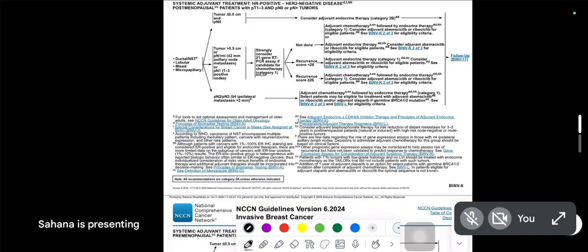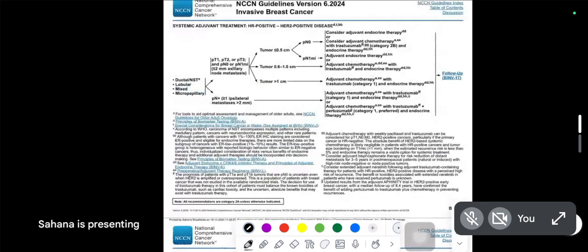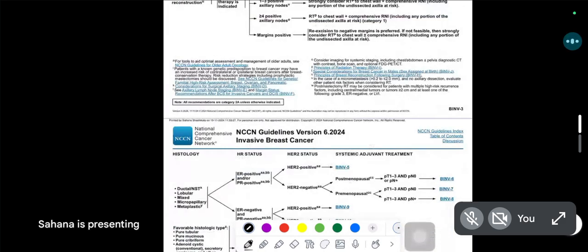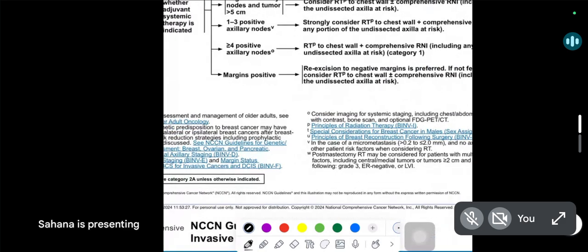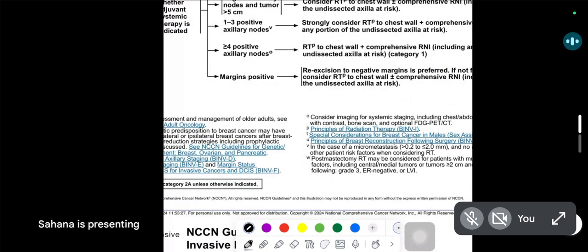Adjuvant, systemic. Okay. So after mastectomy, these are the 4 scenarios. If the axilla is negative for nodes, if the tumor is less than 5 centimeter, and the margin here is not just negative on ink, it is margin more than or equal to 1 mm, absolutely, you can avoid RT.